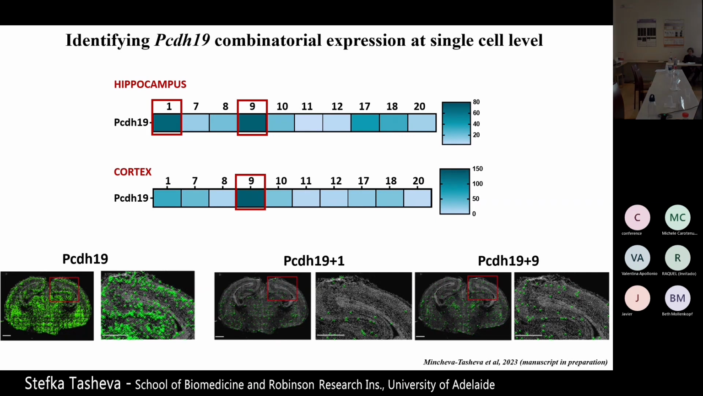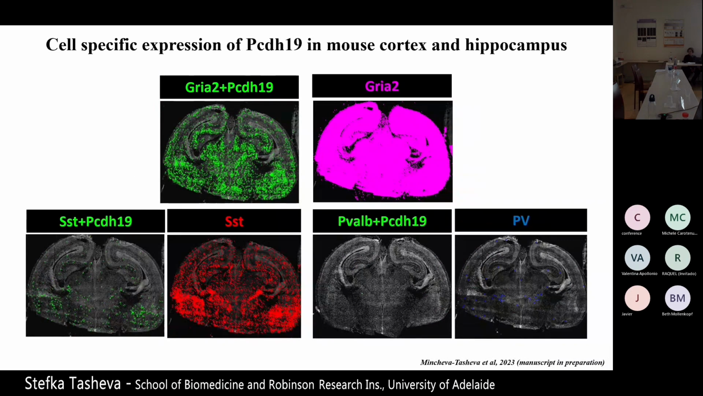So next, we wanted to know which cell type actually expressed PCDH19, and that's the first filter that we applied. And we found that glutamatergic neurons in the cortex and hippocampus express PCDH19, and that's the most dominant cell type. We have also seen that PCDH19 is expressed in somatostatin positive neurons, but we haven't seen any parvalbumin cells that express PCDH19 in cortex and hippocampus.